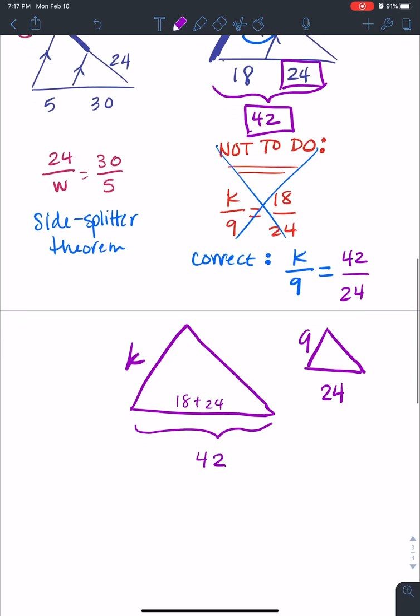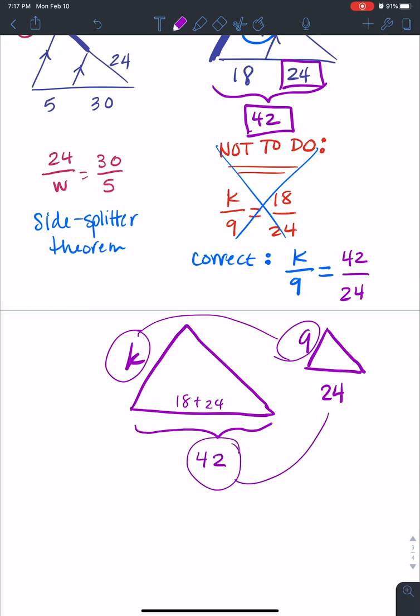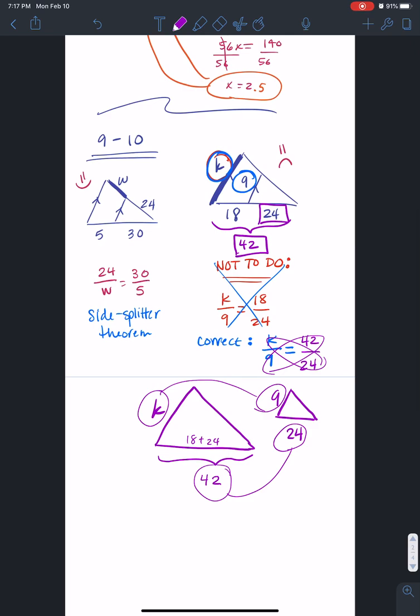Now you can see how that is correctly set up. K over 9 equals 42 over 24. And then you can cross multiply and solve for K. I'm not going to do that. You can do the calculations. Okay, so I'm going to stop there. Oh, actually, we're almost done with this.